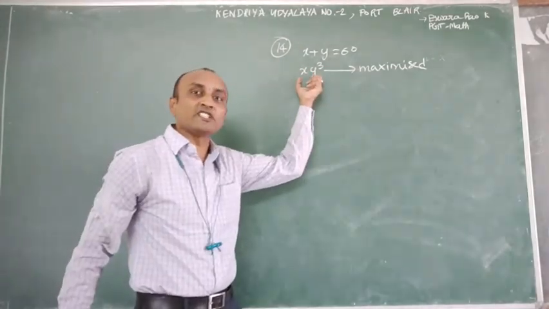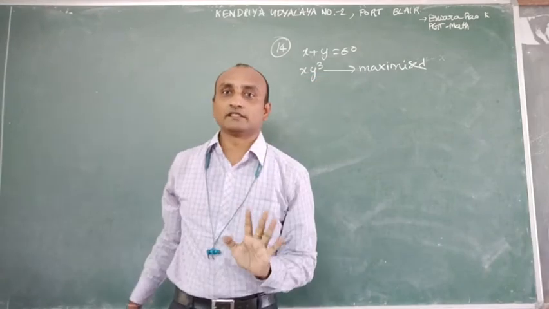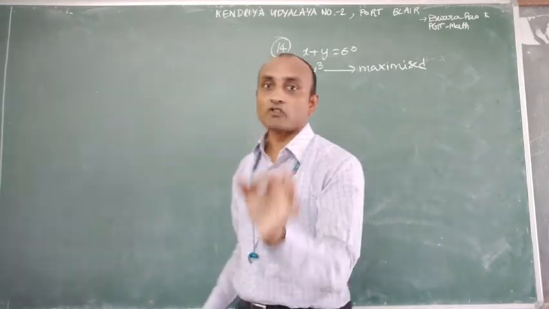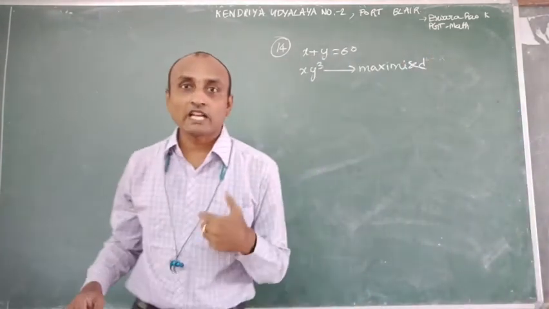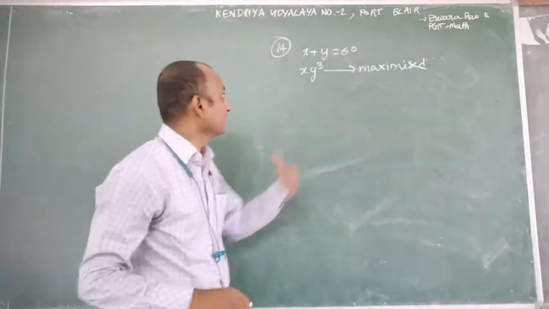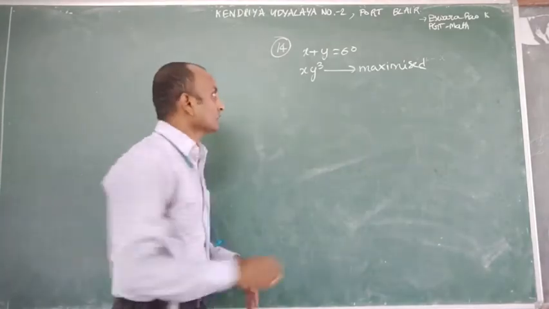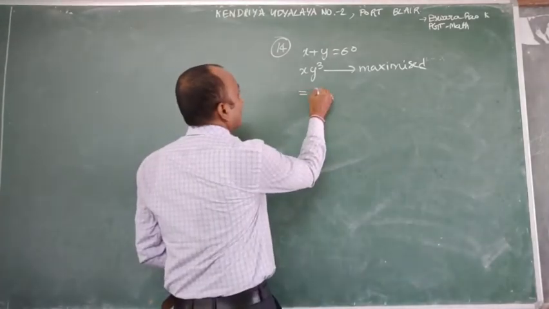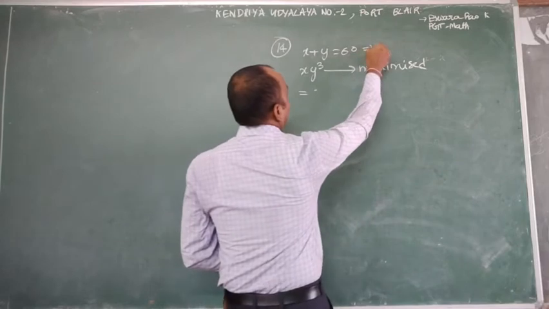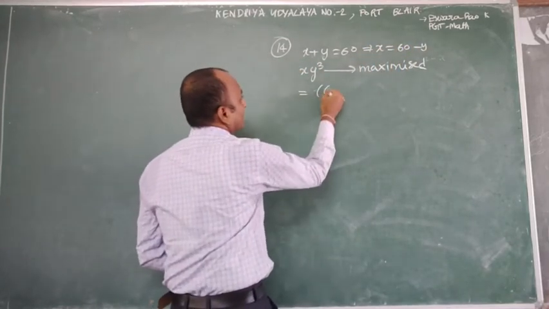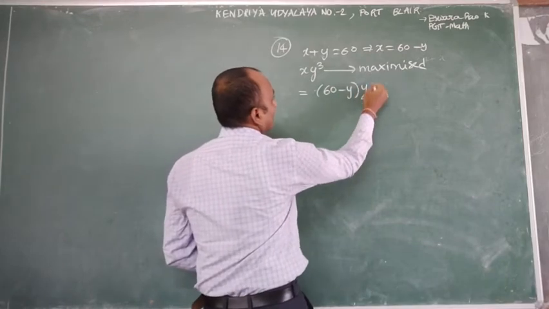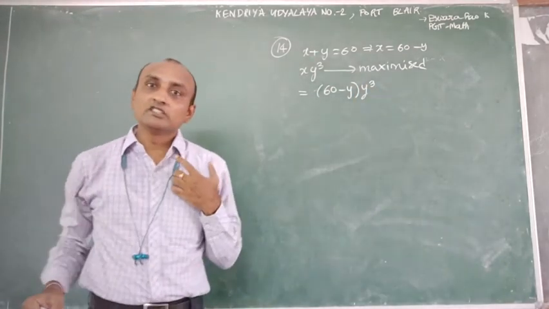In this quantity to be maximized, x and y cube, two variables are there. But the task is, the function or quantity should have only one variable. So before we differentiate, we should express it in one variable. So let us take this one as, x you can express as 60 minus y. So I can write this as 60 minus y into y cube.